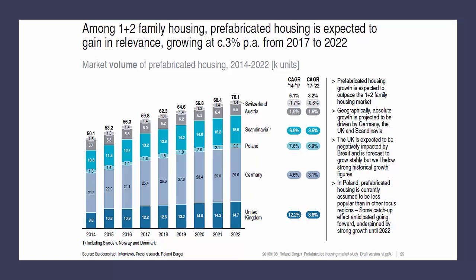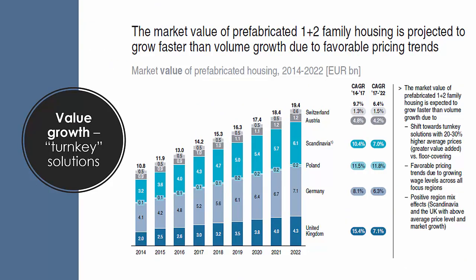So that indicates that the prefabricated housing market is actually growing at a faster rate, at least within this segment of 1 plus 2 family houses, than is the general market for 1 and 2 family houses. That's taking in regular traditional construction methods, on-site construction methods. So that is obviously a very healthy signifier for this market going forward to 2022.